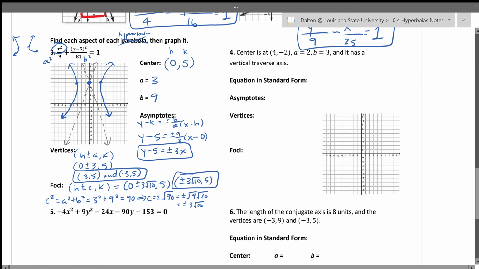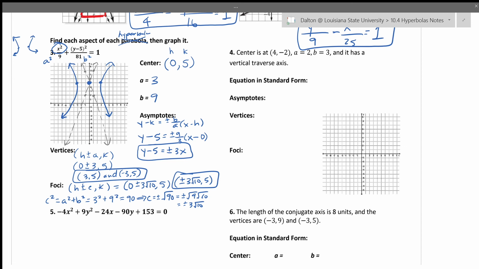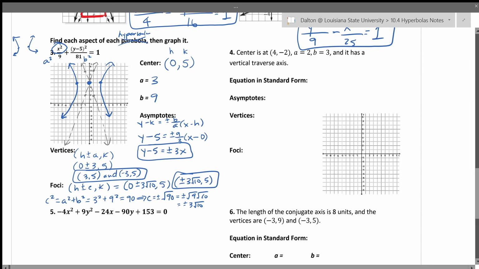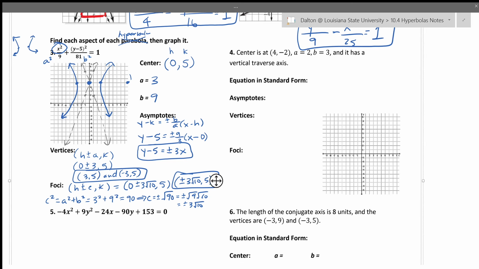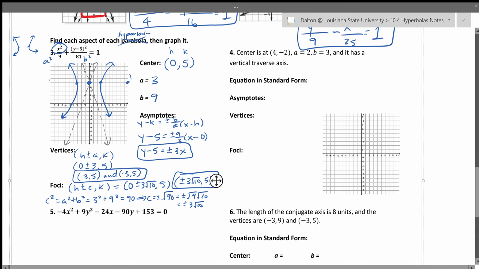Okay, and then you can estimate where that is. 3 square roots of 10 is about 9.4, which is almost going to be off the graph. So one will be over here at the positive 9.4. Let me draw. There we go. So I'll label that F for one of the foci. The other one will be at about negative 9.4, 5. So I'll label that one F for the other focus.